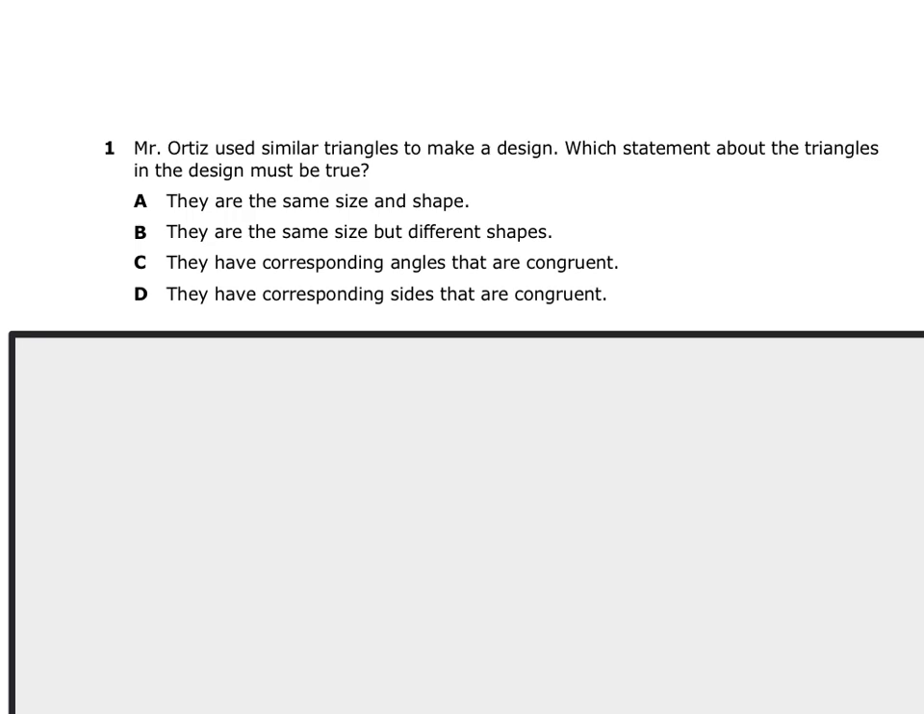They are the same size and shape. Same size? No. We know that similar shapes are different sizes. They are the same size but different shapes. No. They have corresponding angles that are congruent. That is true. They have corresponding sides that are congruent. Congruent means equal. So no, because that would mean they were the same size. So the answer for number 1 is C.